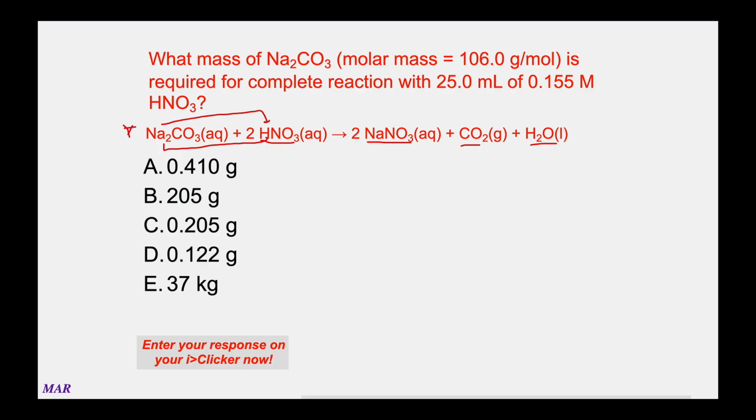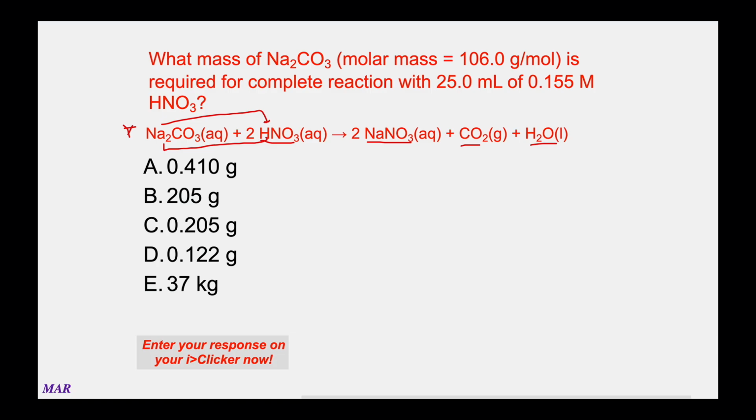And in this question, we basically want to neutralize the 25 milliliters of 0.155 molar HNO3. We want to add enough sodium carbonate to make that happen. So using the balanced equation and your knowledge of how mole to mole ratios work, see if you can figure out which of those answers is the right answer. This would be a good place to pause your video and work on it. And when you're ready, you can unpause it. Pause your video now.